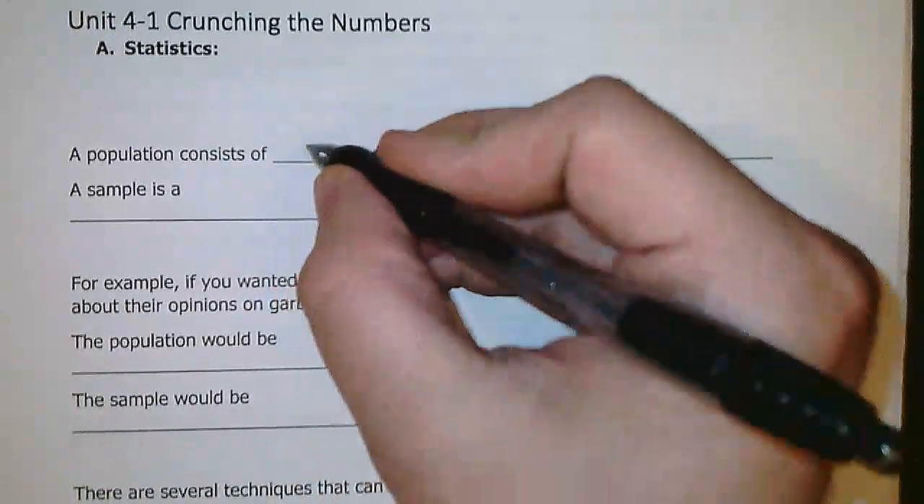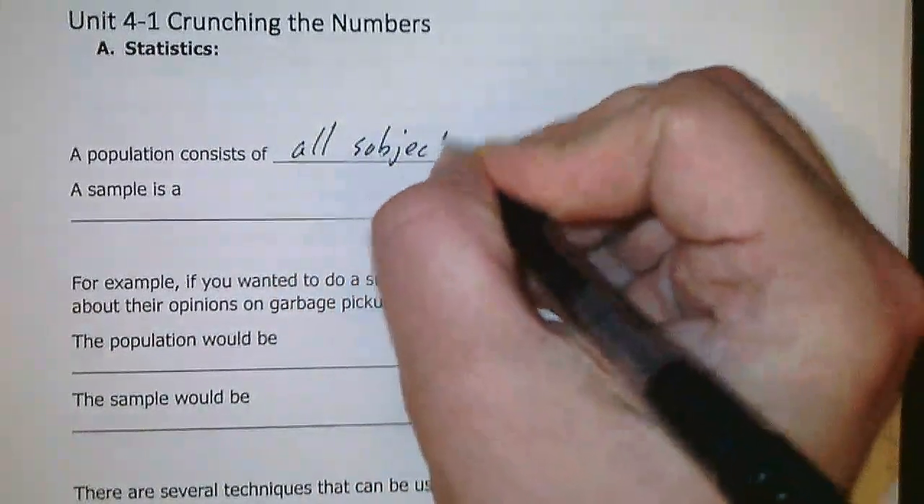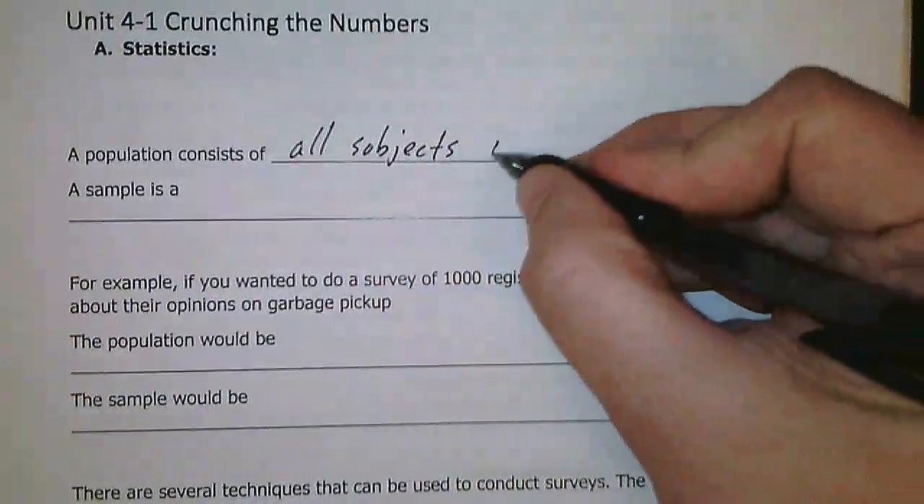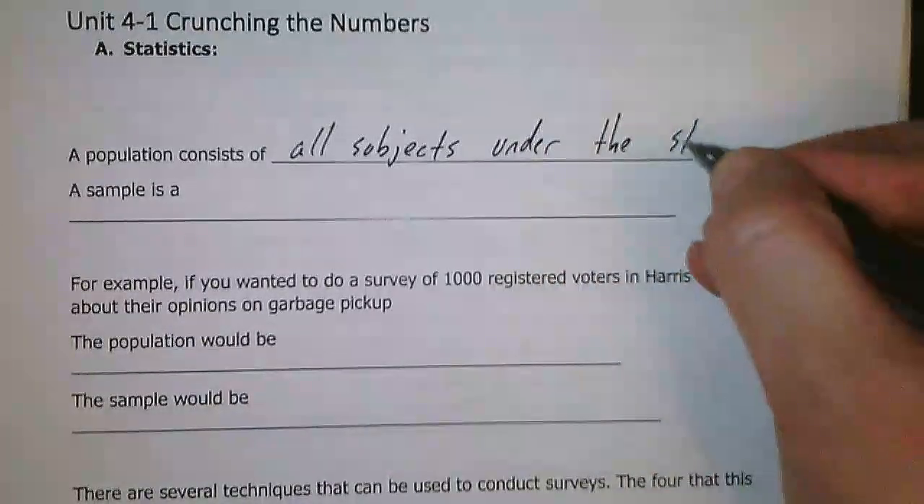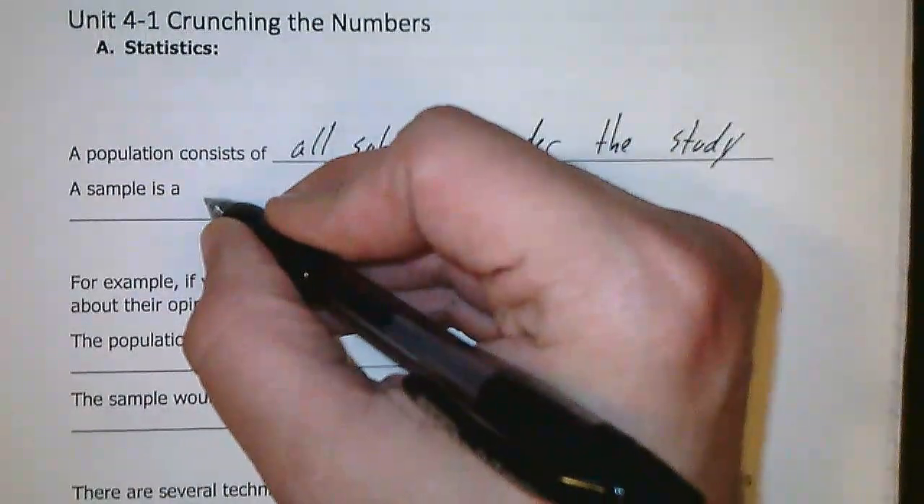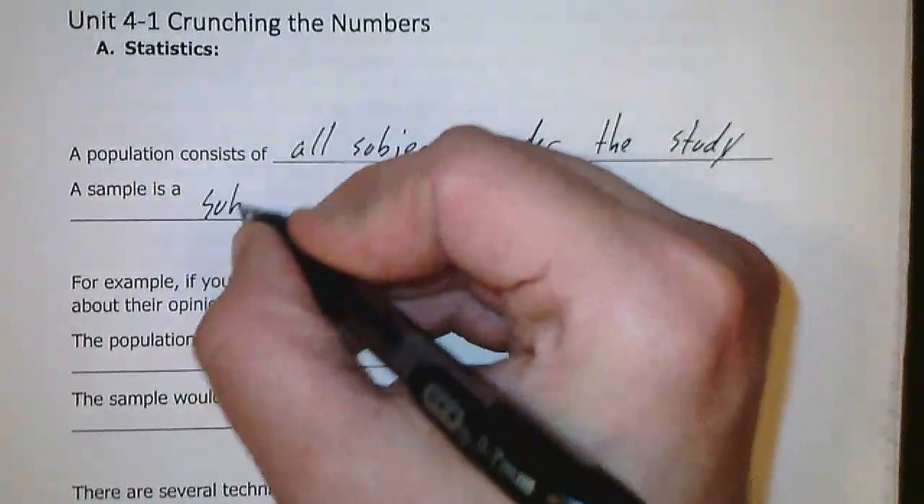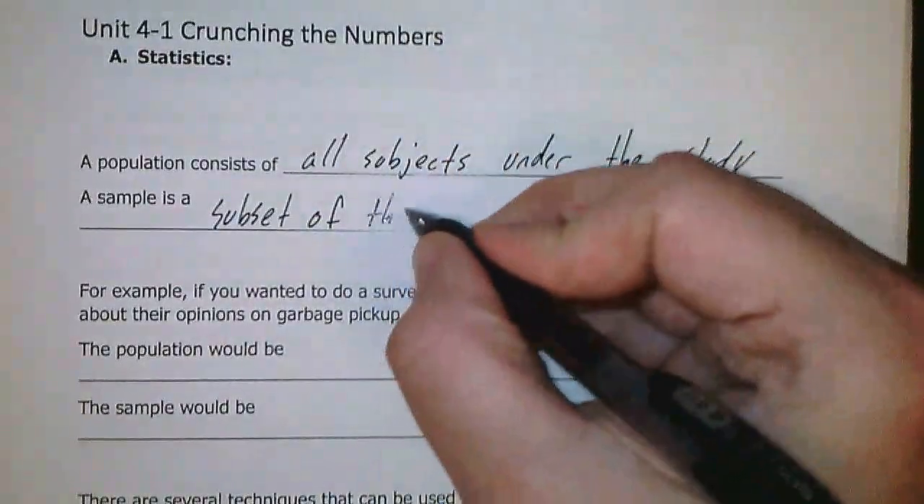A population consists of all subjects under the study. So here we're talking about conducting some sort of survey or study. A sample is a subset of the population.